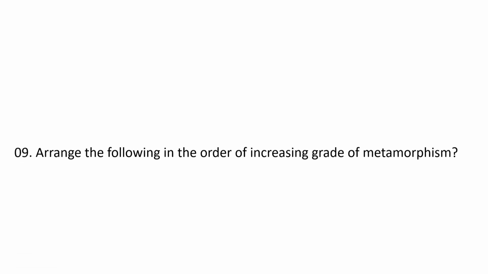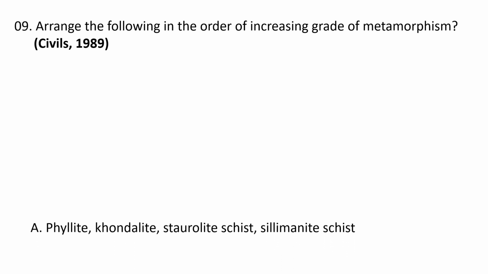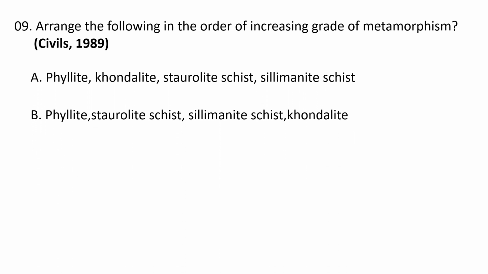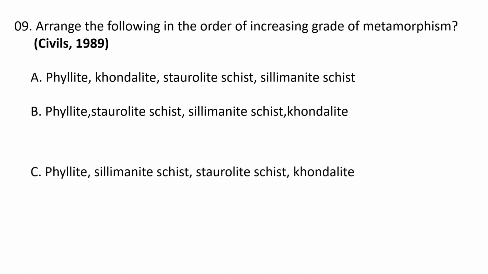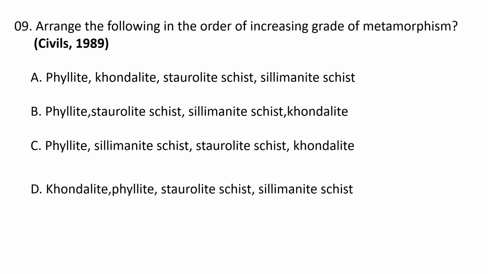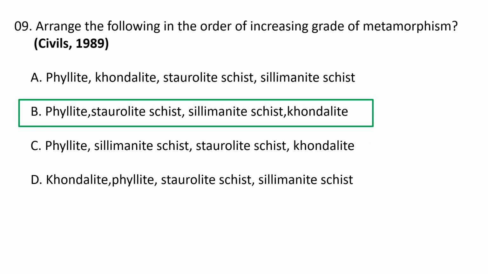Next question. Arrange the following in the order of increasing grade of metamorphism. A. Phyllite, cordierite, staurolite schist, sillimanite schist. B. Phyllite, staurolite schist, sillimanite schist, granulite. C. Phyllite, sillimanite schist, staurolite schist, granulite. And D. Granulite, phyllite, staurolite schist, sillimanite schist. So, the correct order of increasing grade of metamorphism is B: phyllite, staurolite schist, sillimanite schist, granulite, because it has a gradually increasing grade of metamorphism from phyllite to granulite.